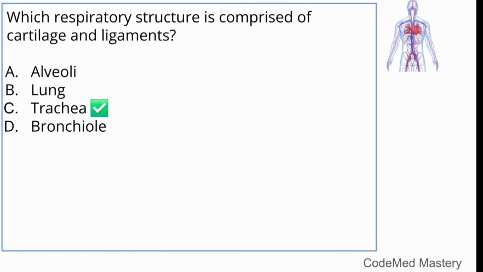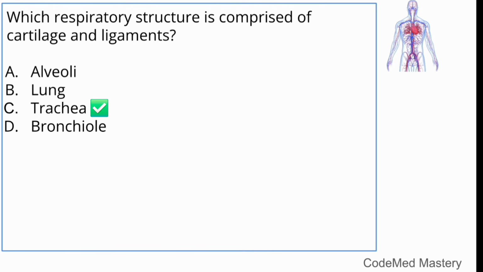Option C. The trachea or windpipe is reinforced by C-shaped rings of cartilage and held together by ligaments and connective tissue. Therefore, the right answer is option C, trachea.